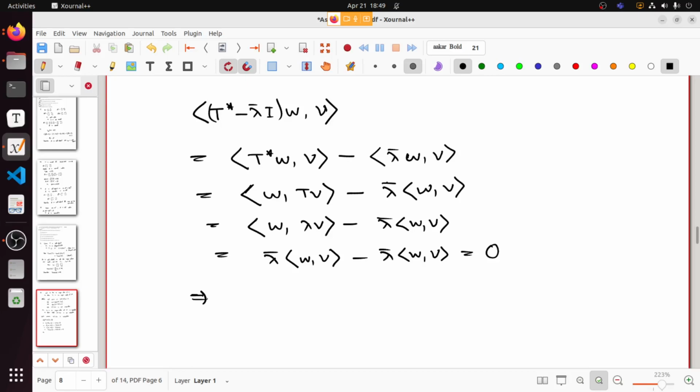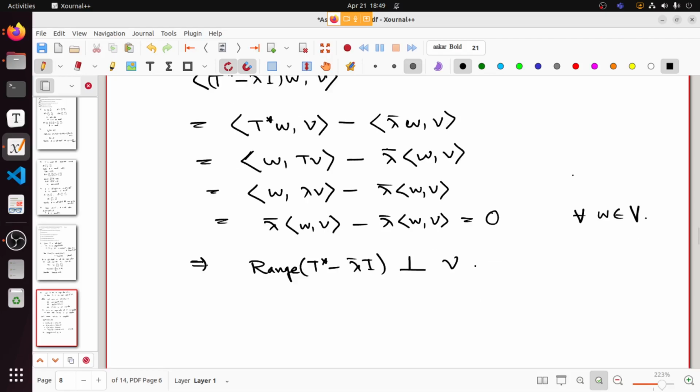So this is 0, which implies, this is true for all W, right? This is true for all W in V. So which implies the range of T star minus lambda bar I is perpendicular to V, right? So V is in the orthogonal complement of the range, right?